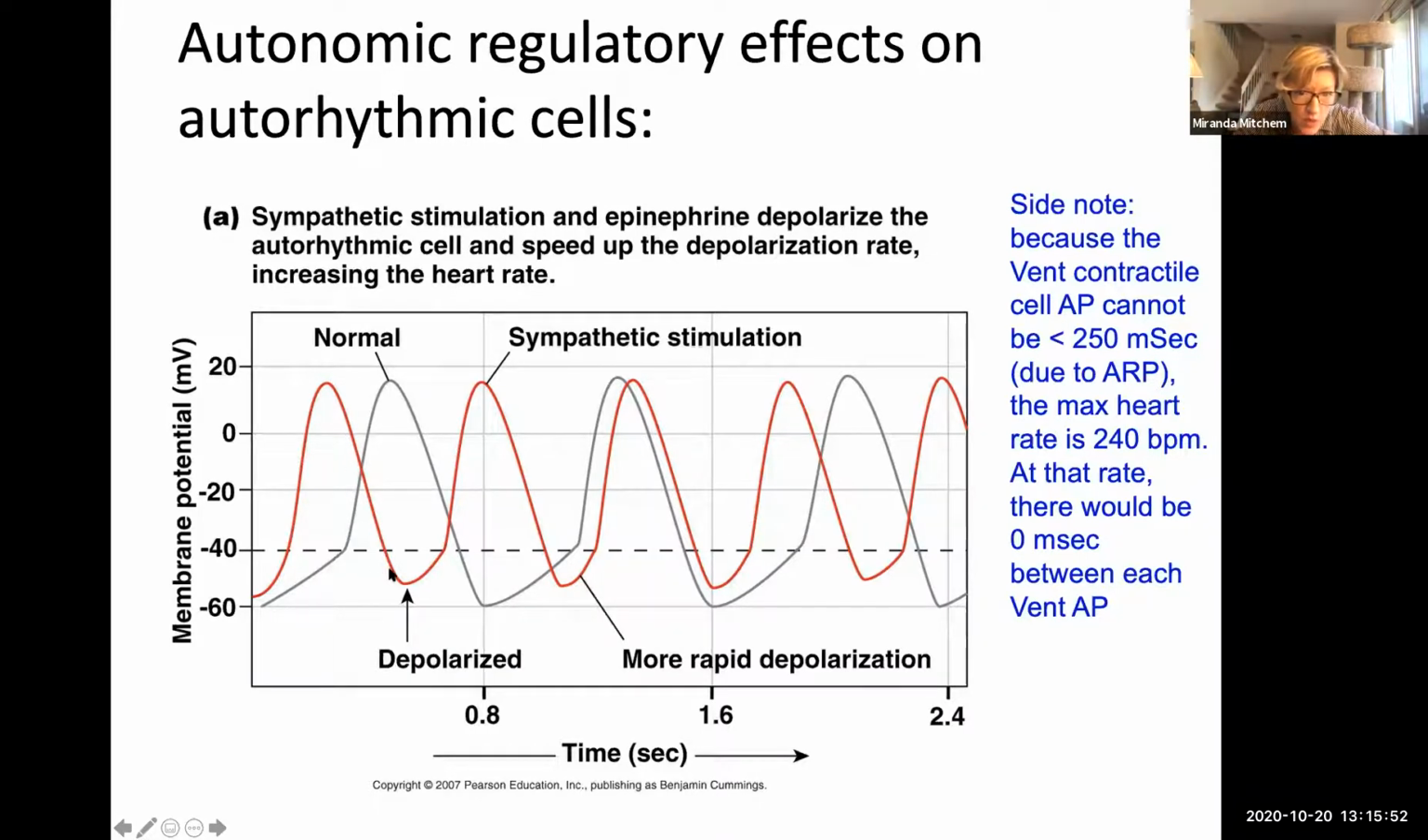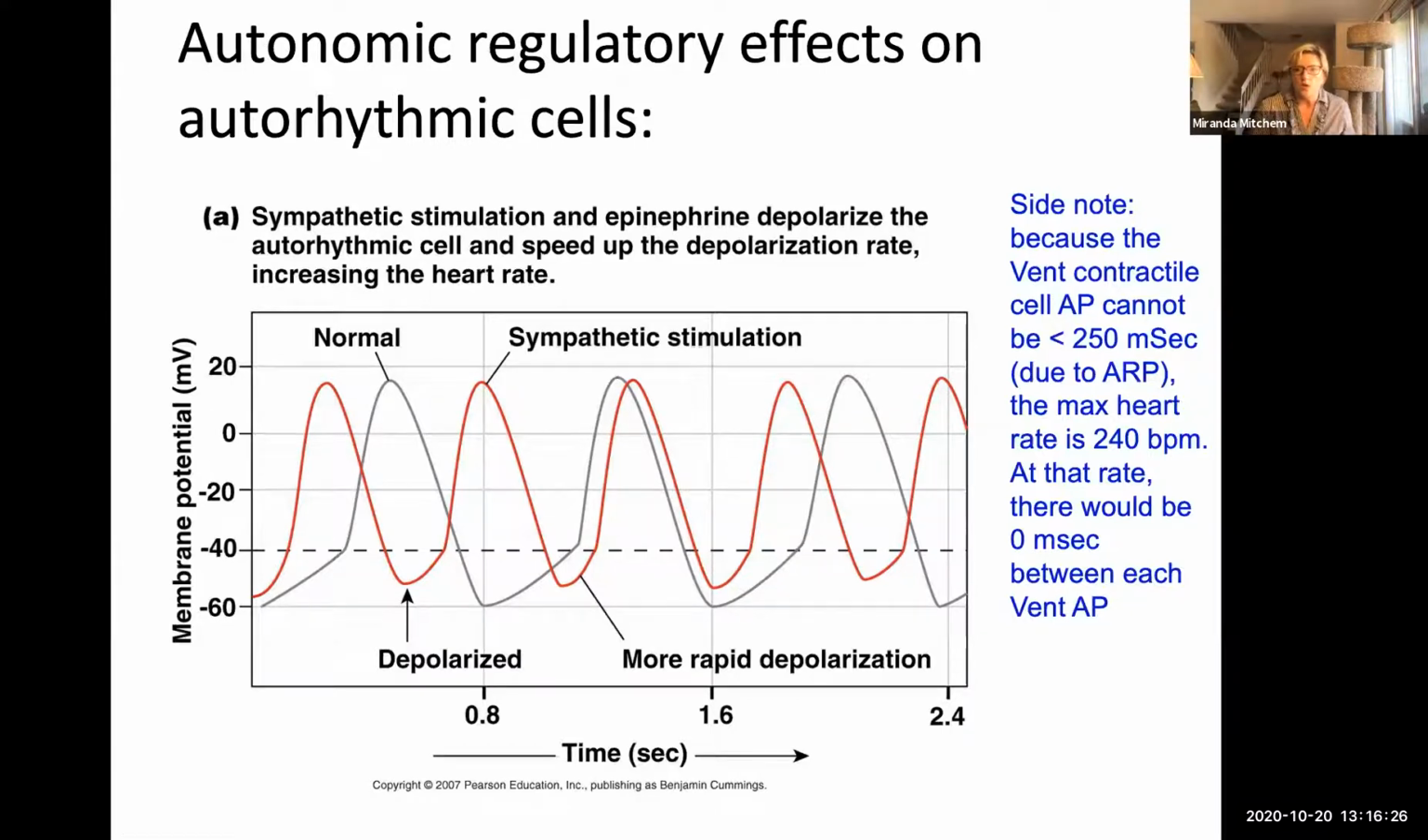But I do want to point out, look what's happening. With sympathetic stimulation, we're not quite getting back down to membrane potential, right? It's above -60. So it's not quite getting all the way back down. So that is why it's able to fire quicker, because we don't have as much distance to cover, right? Going from here to threshold is smaller than going from our resting potential to threshold.